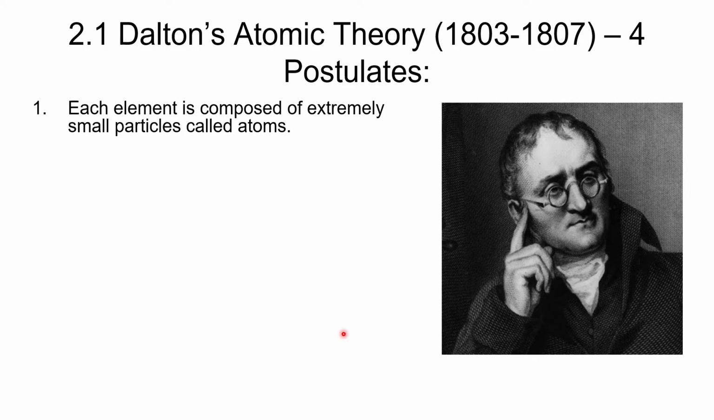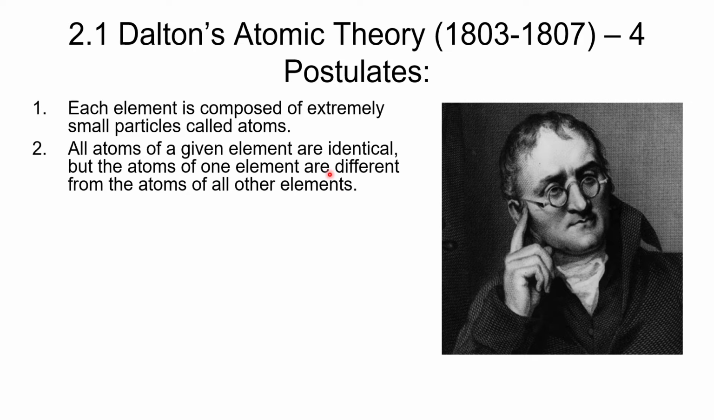We know that there are protons, neutrons, and electrons, but we haven't gotten there yet, so we'll talk about those in just a bit. But we'll go with this. This was the main accepted theory at the time once he published this. Next, all atoms of a given element are identical, meaning all carbon atoms are exactly the same, all oxygen atoms are exactly the same, and so on and so forth.